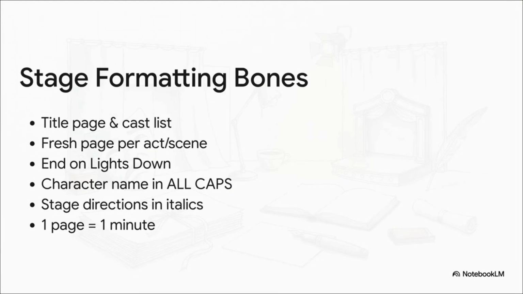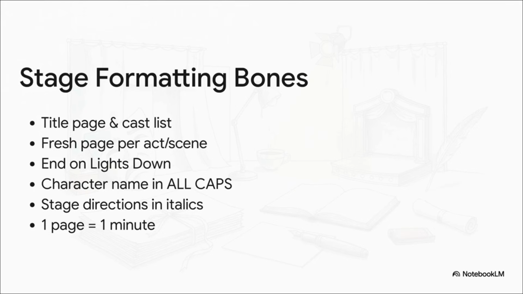Now, there are a few accepted formatting styles in the theater world. Maybe you've seen that older typewriter style or the more modern margin-to-margin look, but honestly, the core bones are always exactly the same. You're going to need a title page, followed by a cast list that has some brief character descriptions. And unlike movies where scenes just flow continuously one after the other, stage plays actually start every new act and scene on a brand new, fresh page.